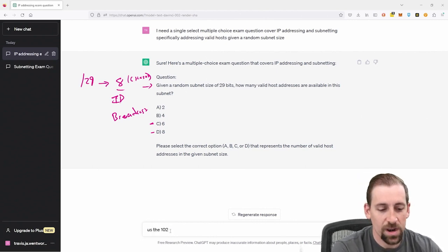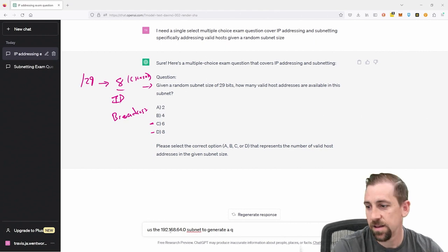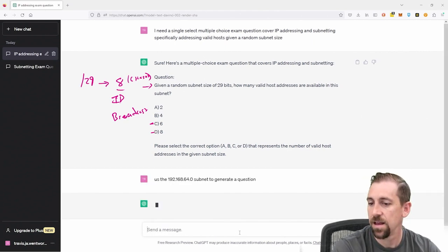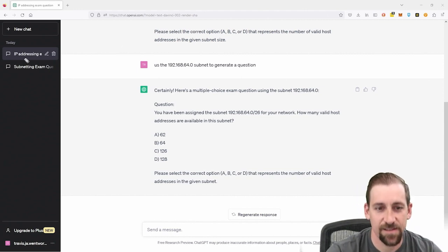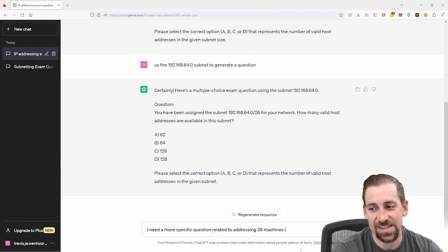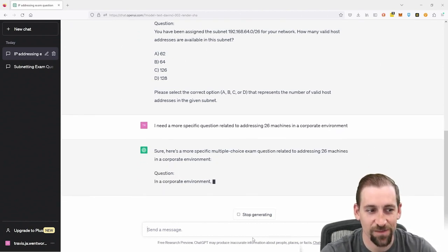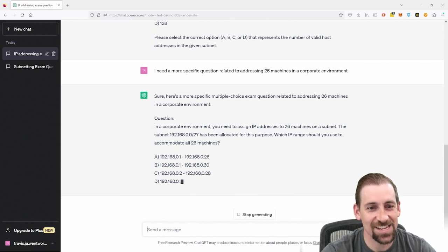Use the 192.168.64.0 subnet to generate a question. Let's try this. So it's asking me a lot of valid host questions. I need a more specific question related to addressing 26 machines in a corporate environment. Let's see if we can get a more complex question here to answer. We could answer that question above as well. There we go. Let's answer this question.